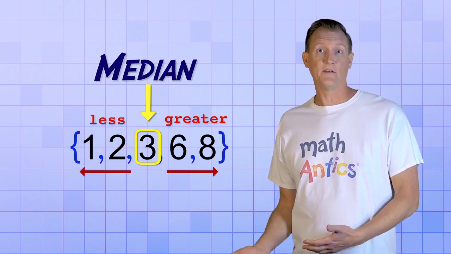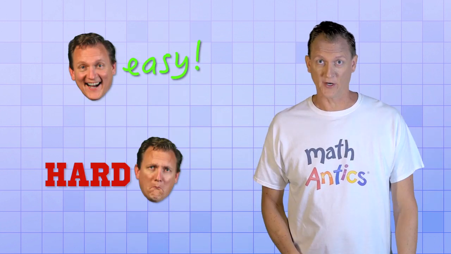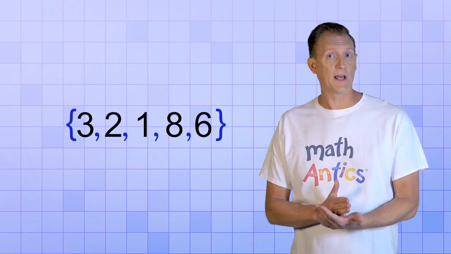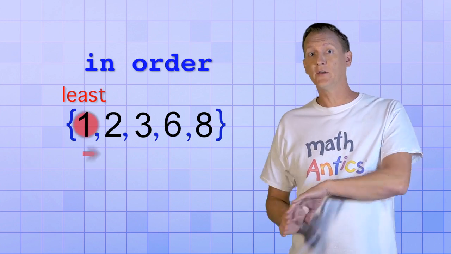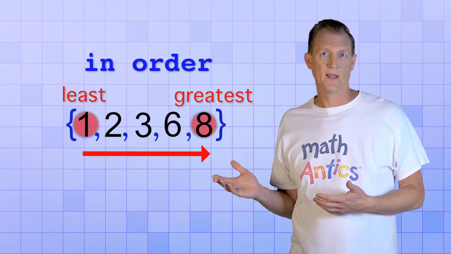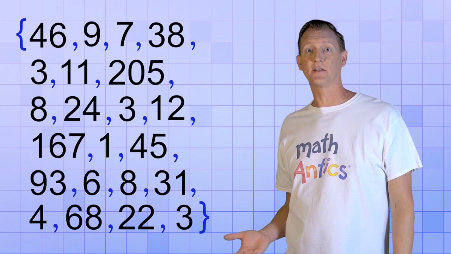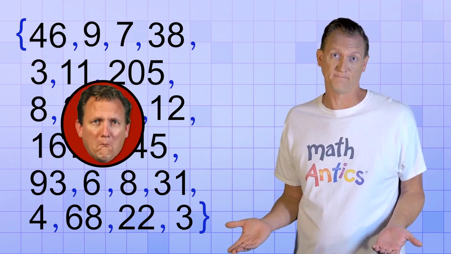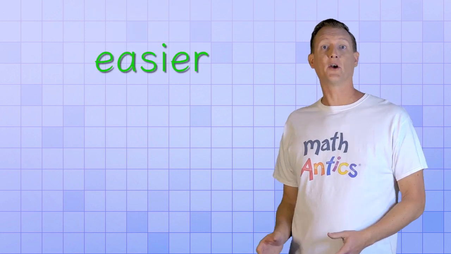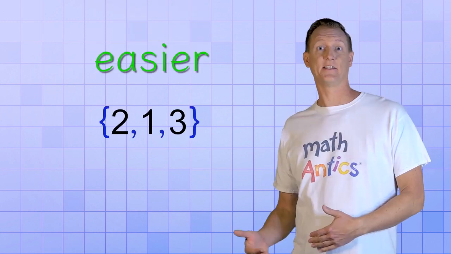Sometimes finding the median of a data set is easy, and sometimes it's hard. That's because finding the middle value of a data set requires that its members be in order from the least to the greatest, or vice versa. And if the data set has a lot of numbers, it might take a lot of work to put them in the right order, if they aren't already that way. So to make things easier, let's start with a really basic data set that isn't in order.